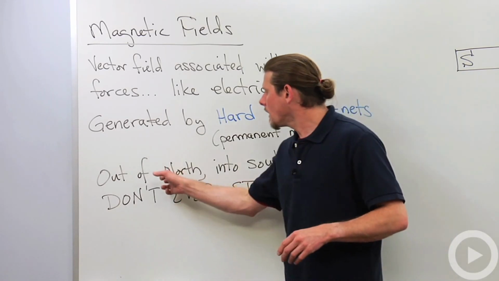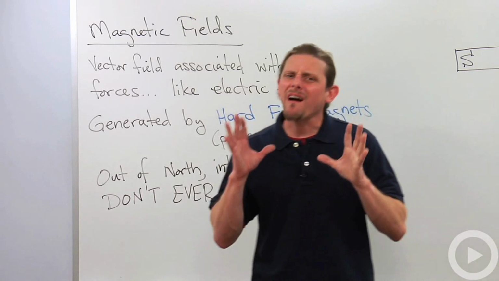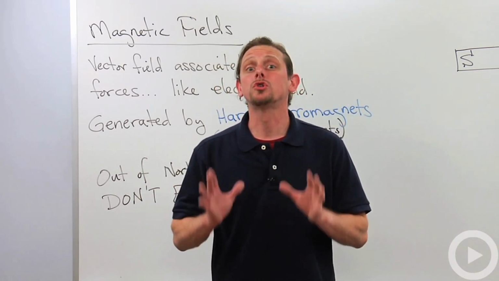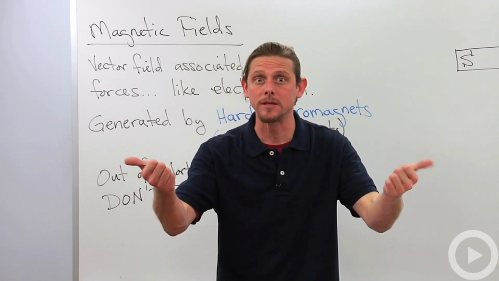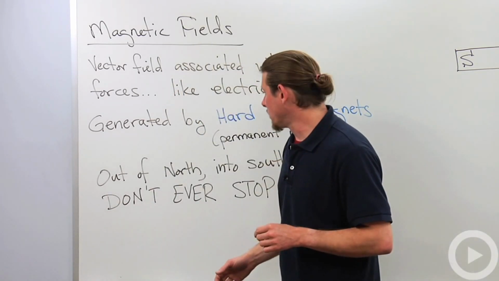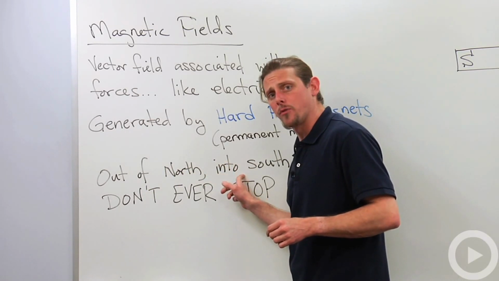Now, magnetic materials have two poles. These are kind of like electric charges, but they're not the same. So, just like electric field lines go out of positive charges and end at negative charges, magnetic field lines come out of north poles and go into south poles.